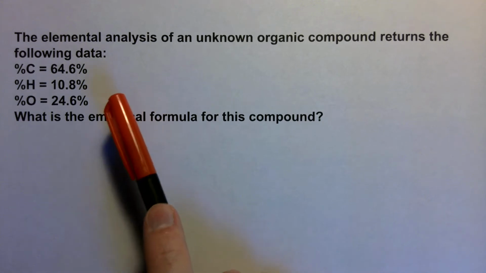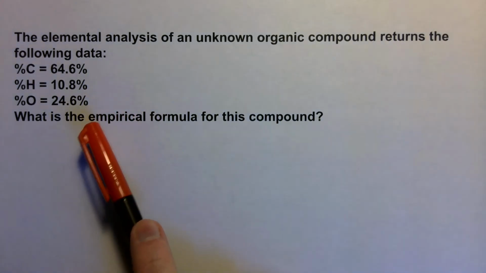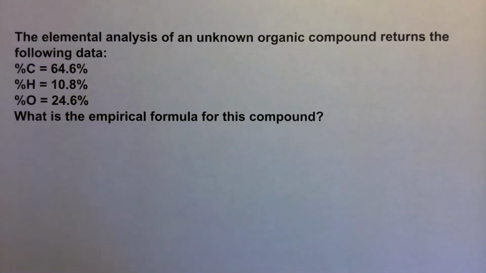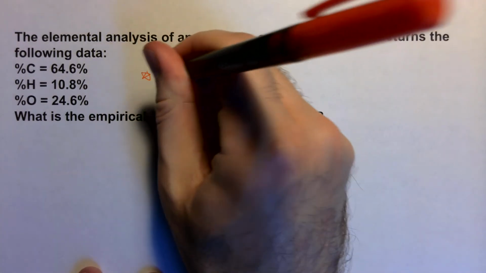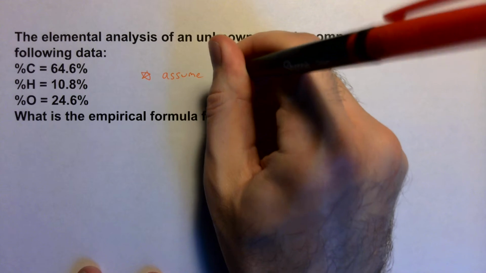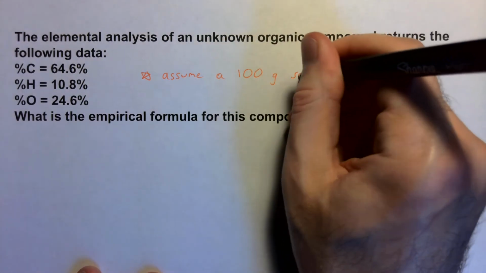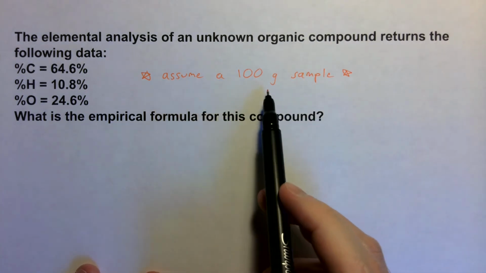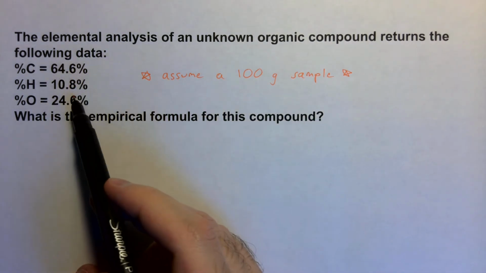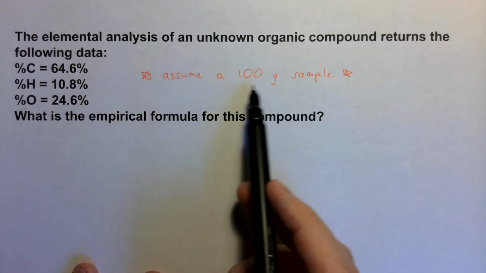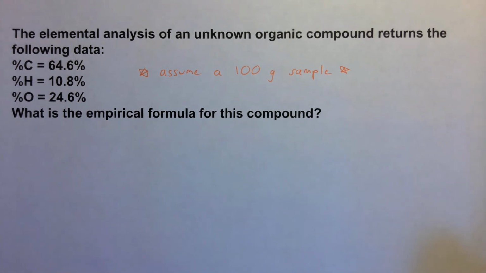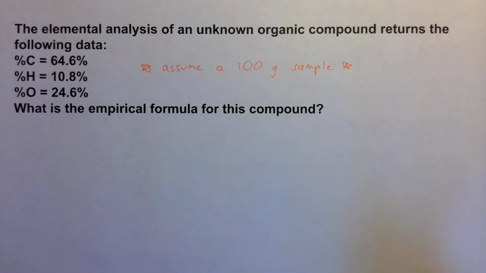So something we will recognize immediately is we don't have masses, but we need them. But whenever you're given a percent, since percentages are just fractions out of 100, we can always assume a 100 gram sample for a question like this. And we can do this because percentages are just fractions out of 100. So if we assume that our total sample is 100 grams, we make the math there much, much easier for ourselves. So we will assume a 100 gram sample.